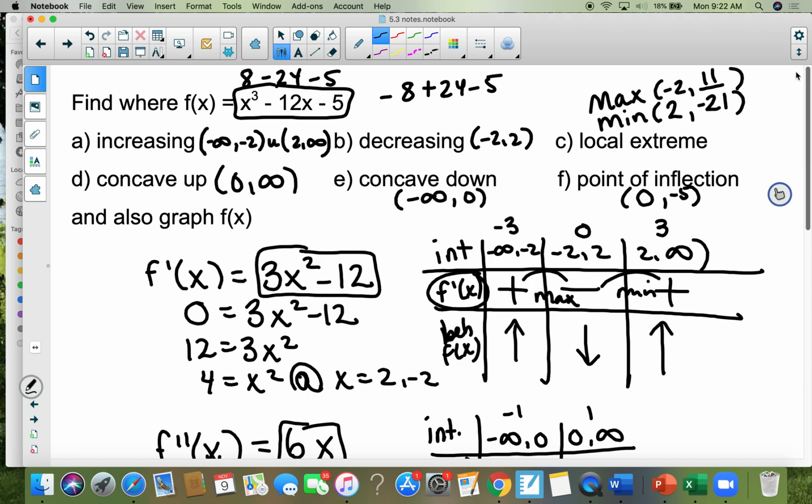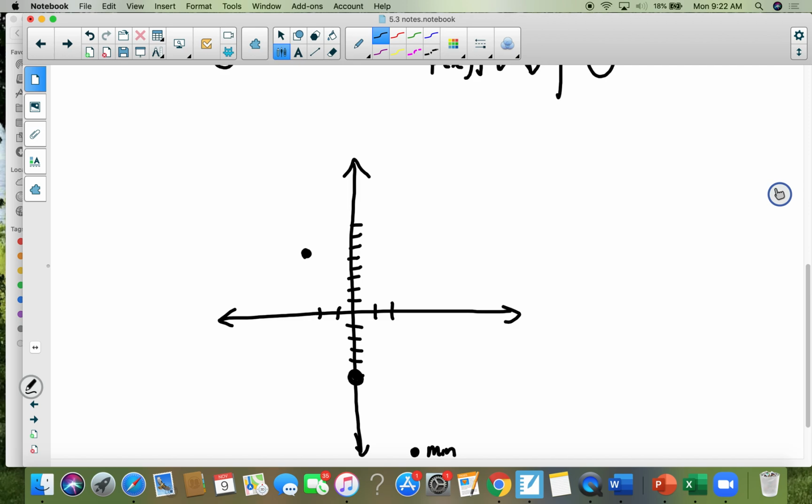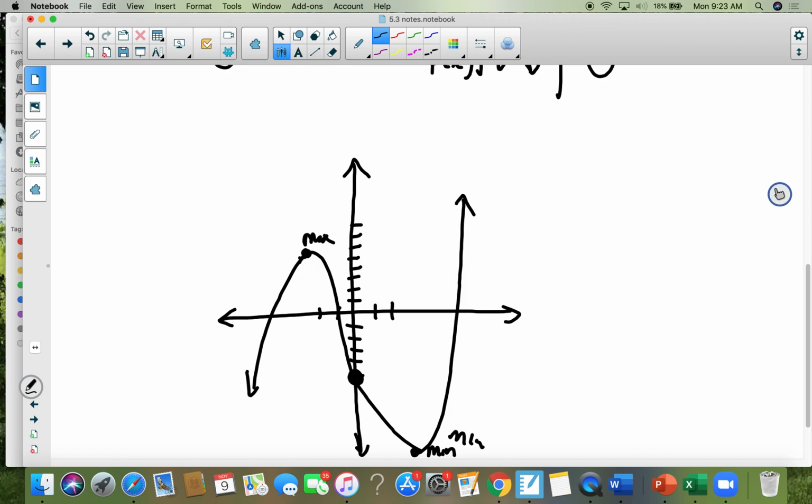It's going to increase from negative infinity to -2, so it increases to here. And then it's going to decrease all the way down to here. And then it's going to increase back up again. There's a max here. There's a min here, like I said.